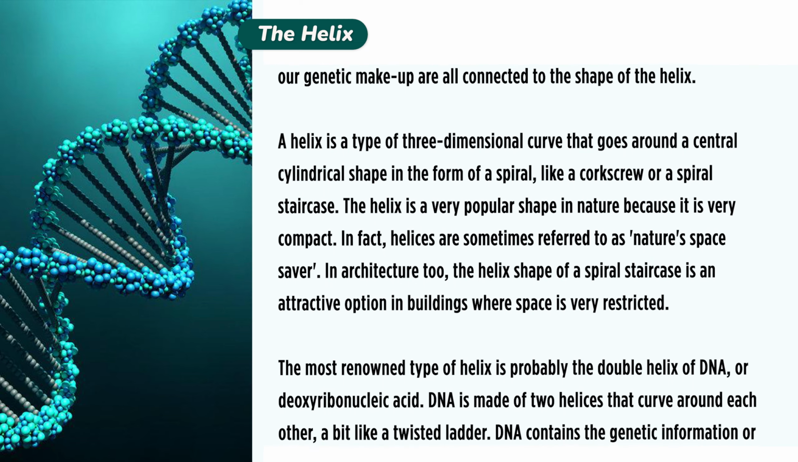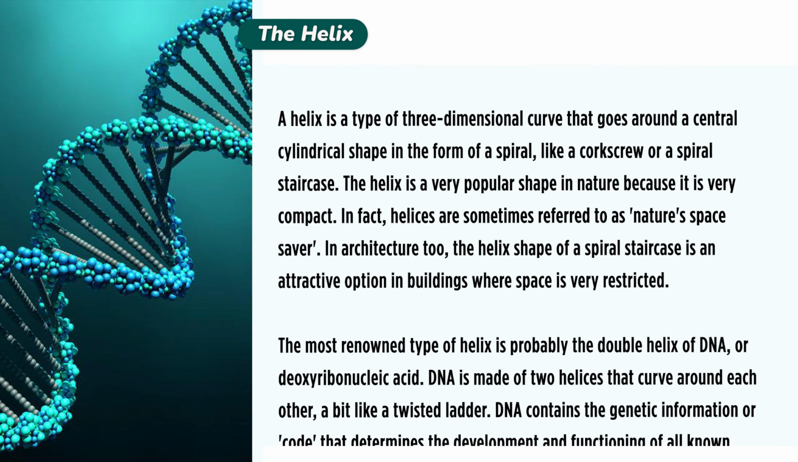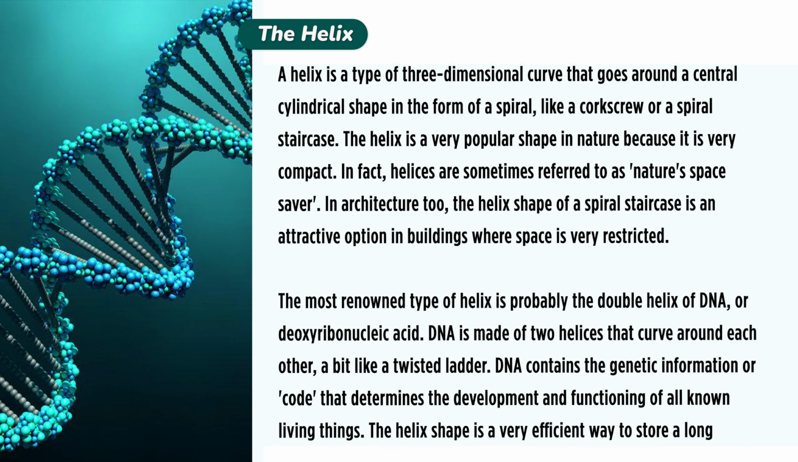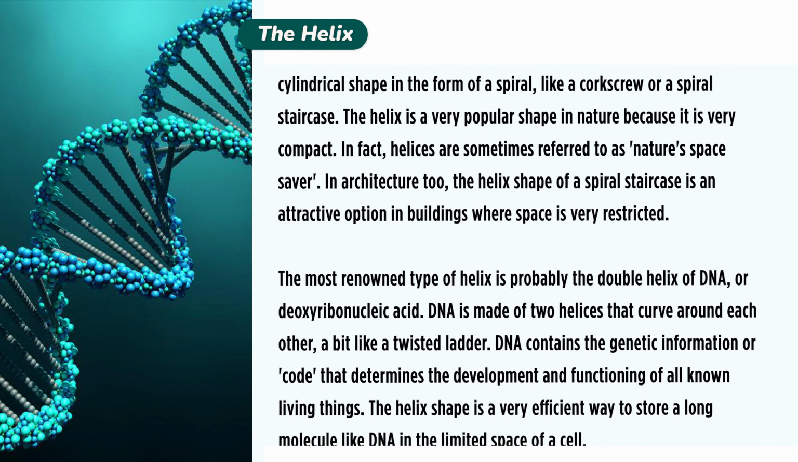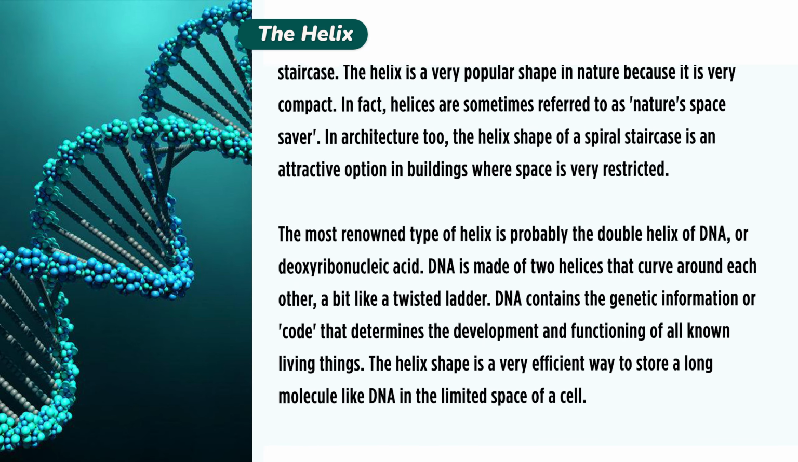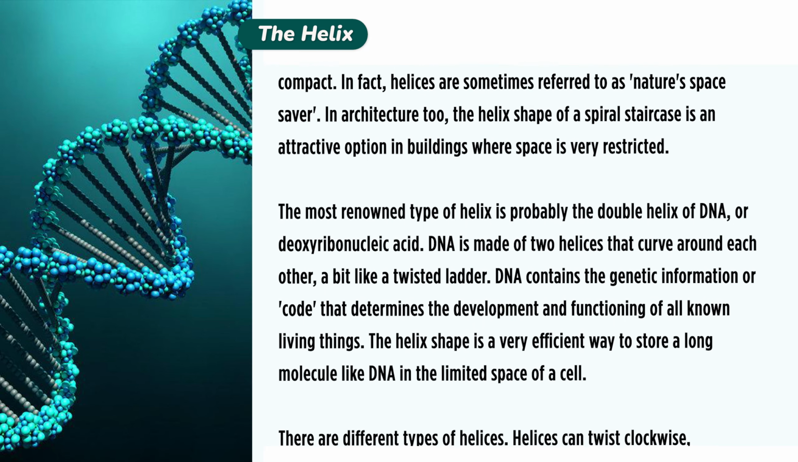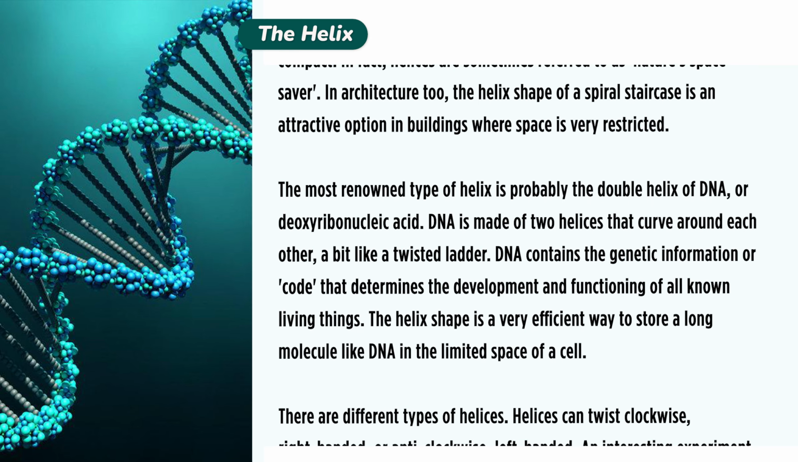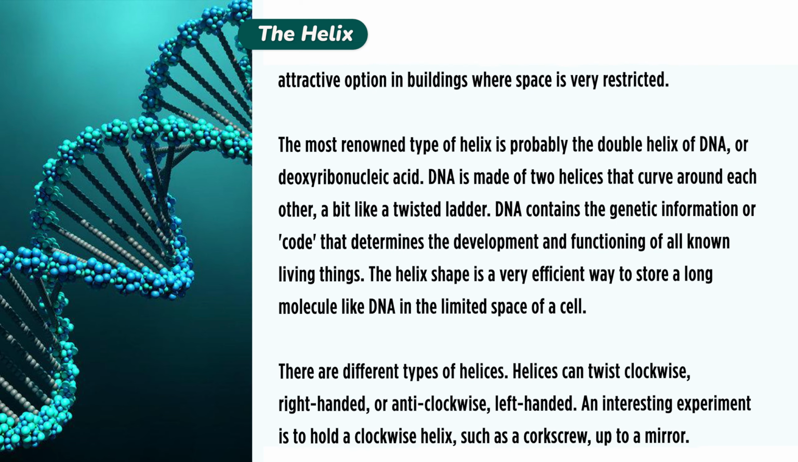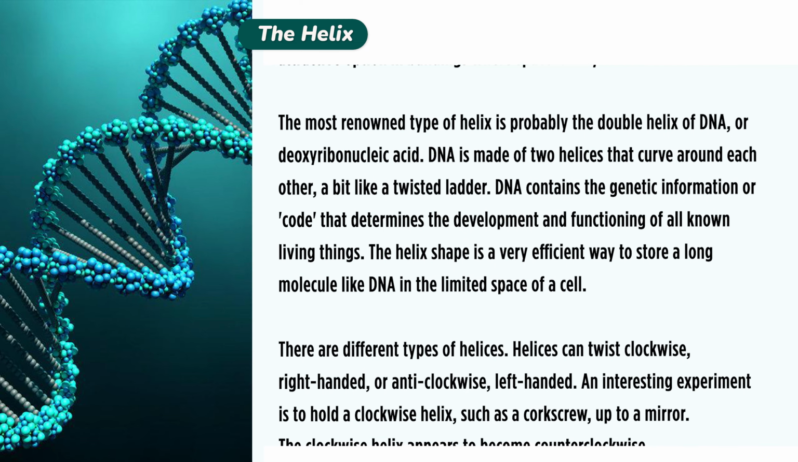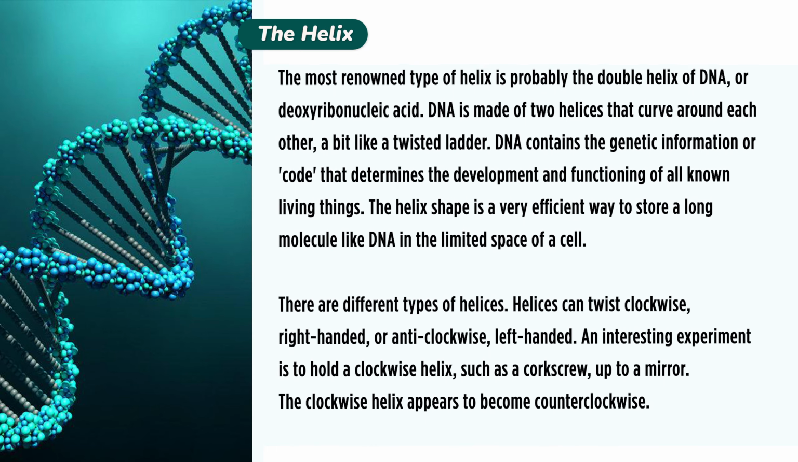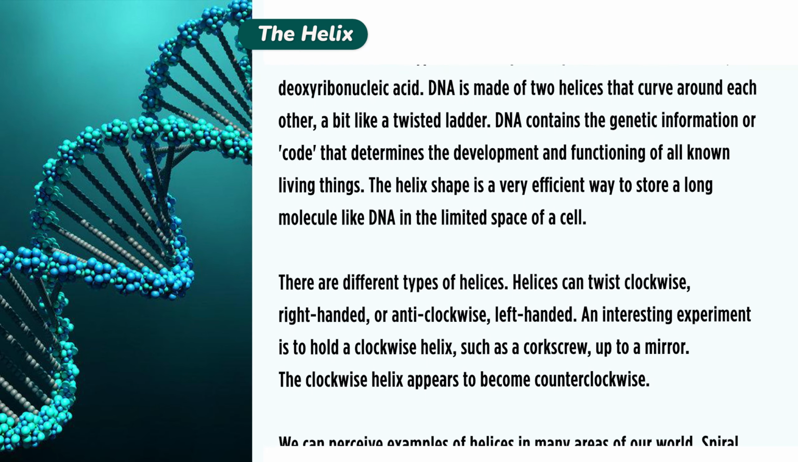The most renowned type of helix is probably the double helix of DNA, or deoxyribonucleic acid. DNA is made of two helices that curve around each other, a bit like a twisted ladder. DNA contains the genetic information or code that determines the development and functioning of all known living things. The helix shape is a very efficient way to store a long molecule like DNA in the limited space of a cell.